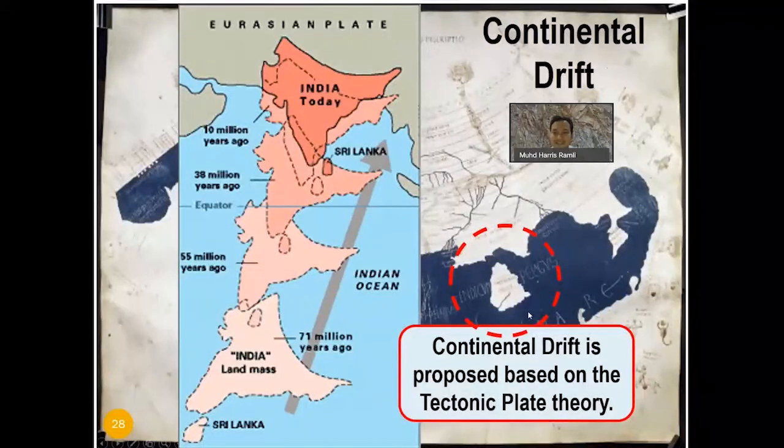So this is the theory of continental drift. Okay, in the continental drift, it is said that India basically separated from the mainland. Separated from the mainland. Then after millions and millions of years, it's actually moving.